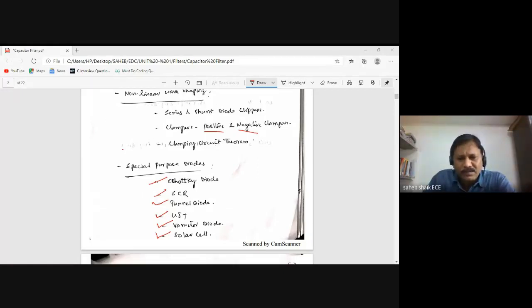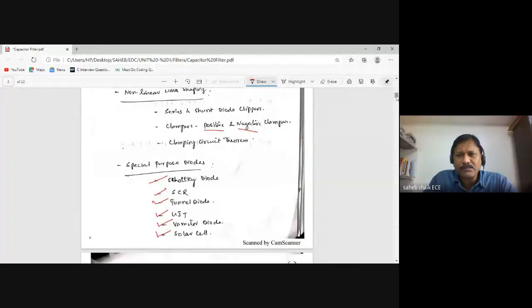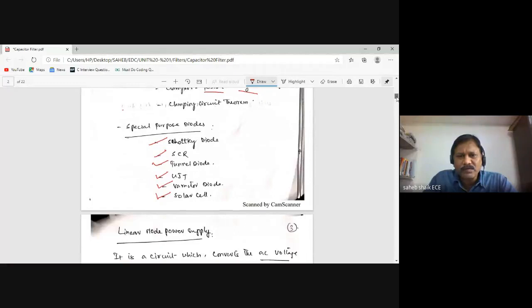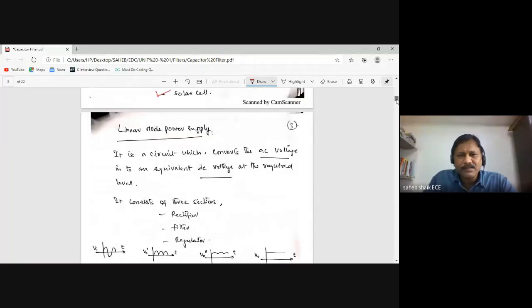I have specially explained all the terms related to the linear mode power supply here. Again, I will repeat the things. If you want a stable DC voltage, we will go for the linear mode power supply. In this linear mode power supply, we come across three sections. One is the rectifier section, another is the filter section, another is the regulator section. These things you have already studied. I will just recall them to you again.